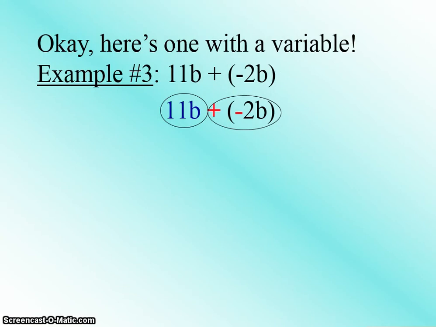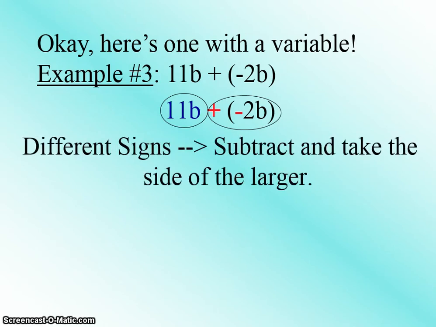Okay? Here is a problem with a variable. It still works the same. One's positive, one's negative, so we subtract and take the sign of the larger because we have different signs. So our answer would be 9B. The B just tags along.